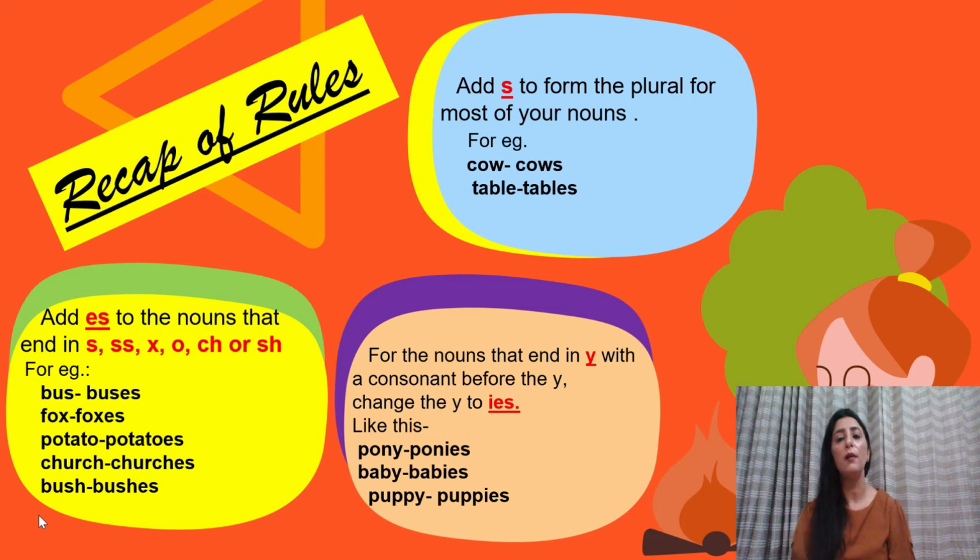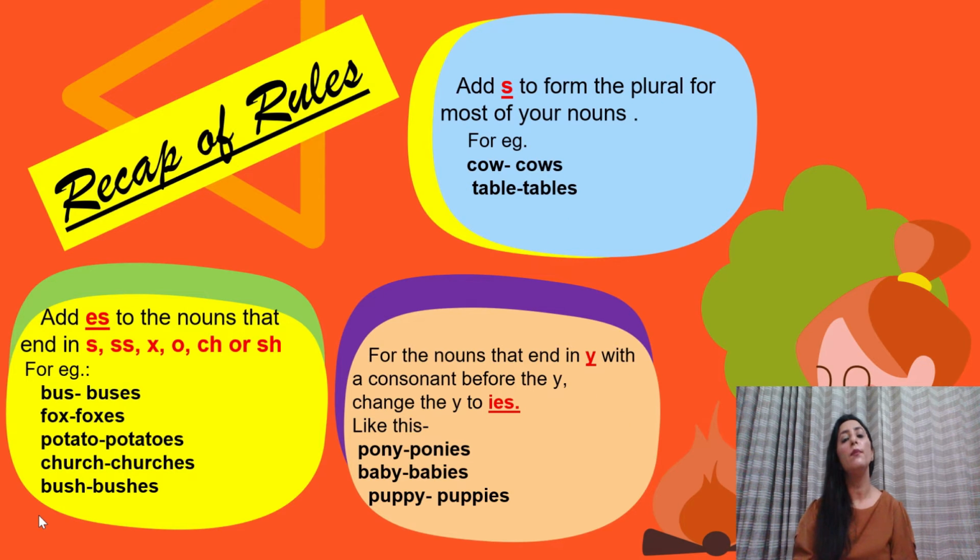So potato becomes potatoes. Now the next word is church. The word church is ending with ch. So we are simply adding es to the word to form its plural form. So church becomes churches. And the last word is bush. We can see the word bush is ending with sh. So we are simply adding es to the word to form its plural form.